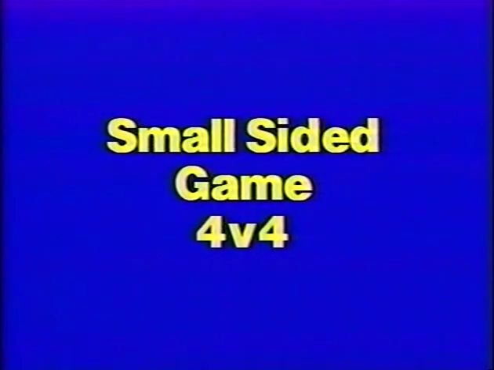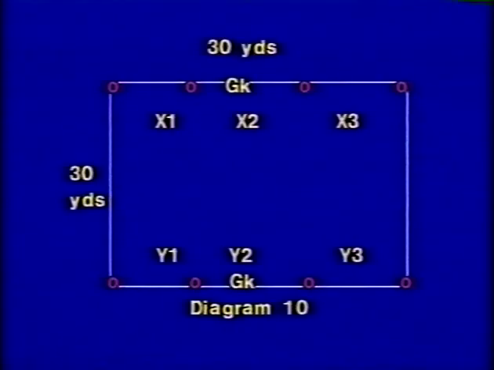We can develop now into a small-sided game 4 versus 4. We've now taken out the restriction of the dotted line so the players can go anywhere in the grid. Same area, same type of game. We just want to get as many shots in as possible. The Y's playing against the X's.